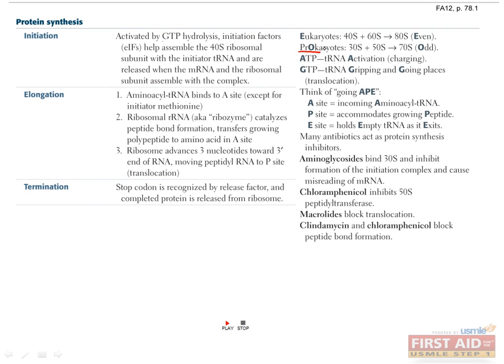Now, the prokaryotic ribosome is different from the eukaryotic ribosome. It has a 30S and 50S subunit rather than the 40S and 60S that the eukaryotes have. Since it's different, we can use drugs that target it specifically and have little or no effect on our ribosomes. For example, aminoglycosides inhibit initiation by binding the 30S subunit. Chloramphenicol inhibits the peptidyl transferase activity of the 50S subunit, and macrolides block translocation. These are all discussed in more detail in the microbiology chapter.